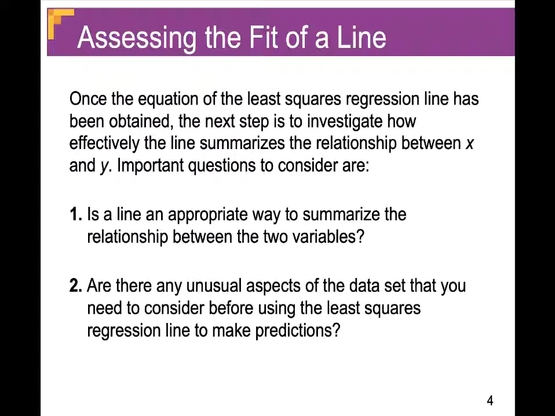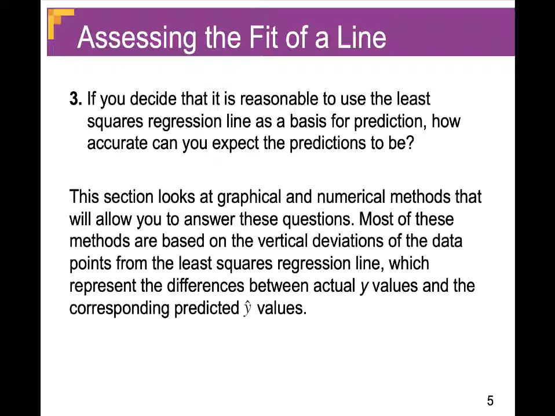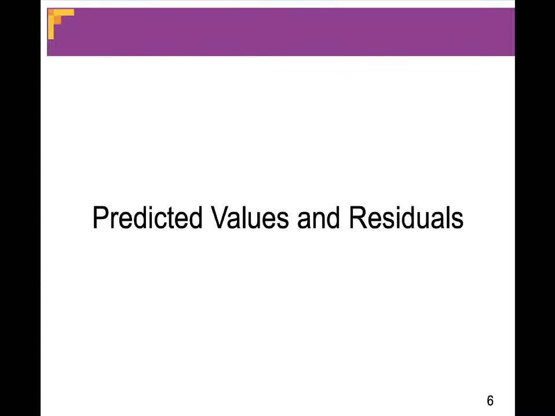Are there some sections of the line that are a little iffy and should not be included when calculating this regression line? A third question that you might want to consider is if you decide that it is reasonable to use that least squares regression line as a basis for prediction, how accurate can you expect these predictions to be? So when we talk about this predicted value, we're going to use this equation in order to predict values that we don't necessarily have in our data set.